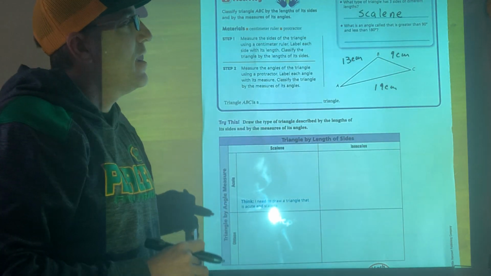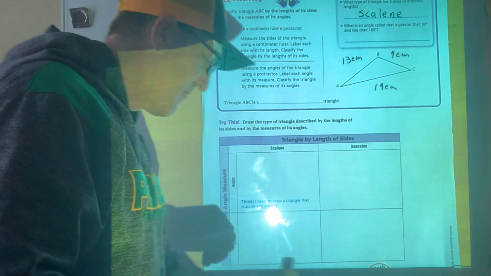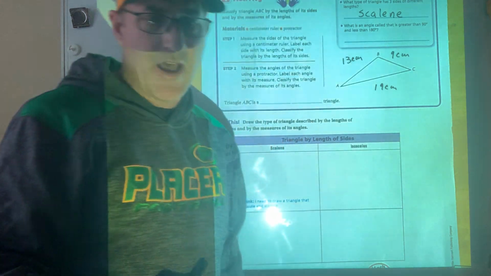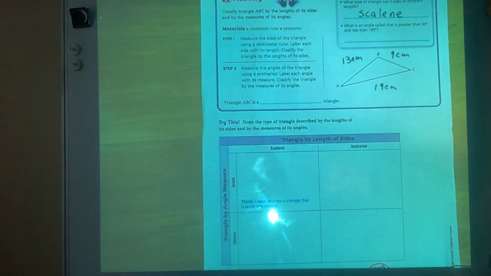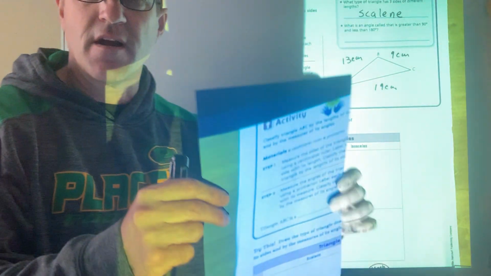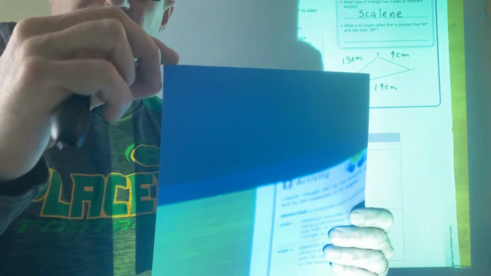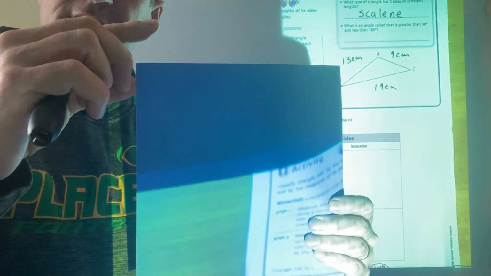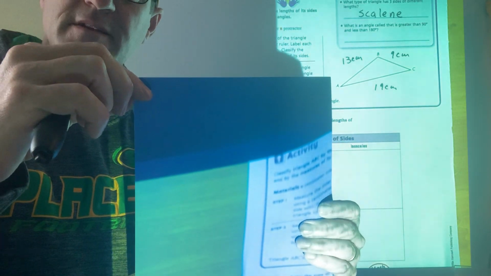All right, and to measure the angles, if you don't have a protractor, like I don't have a protractor, you're gonna use a sheet of paper. So the cool thing about these papers is that they are 90 degrees. If an angle is bigger than this, it's obtuse. If it's smaller than that, it's gonna be acute.